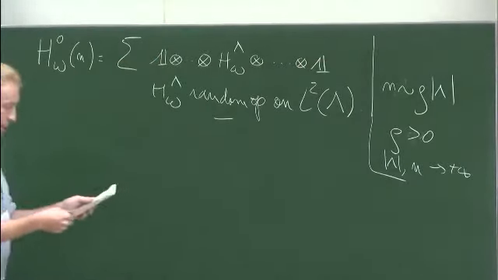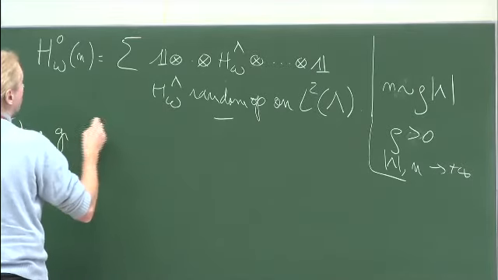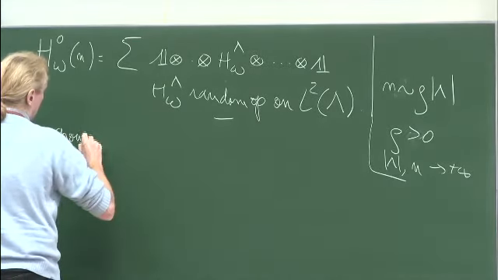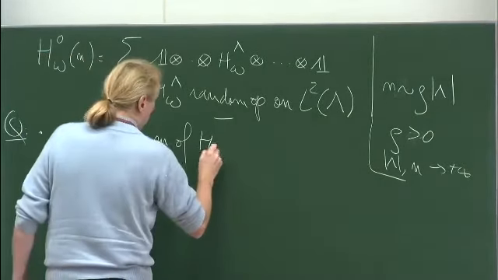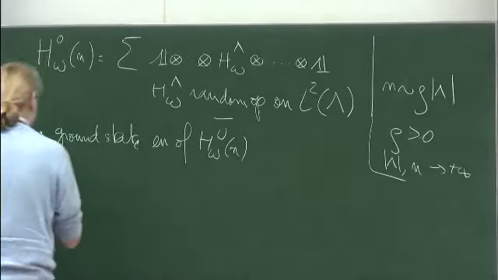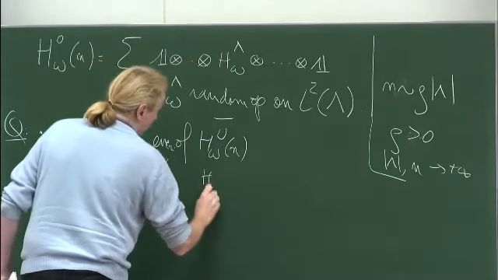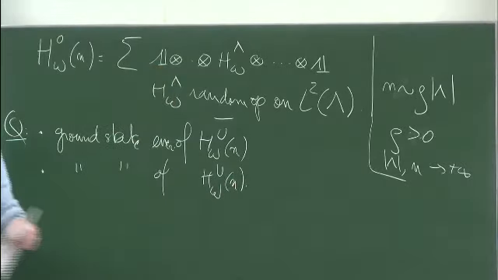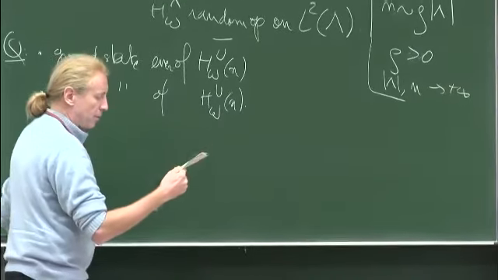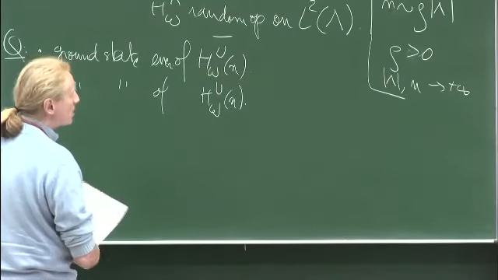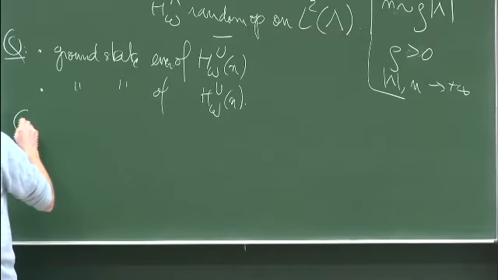And the question I'm interested in is, of course, what is the ground state energy? So this is the ground state energy of H_omega,U,N. And of course, also what is the ground state of the same operator? What can I say about the ground state of this operator? So first let me say something about the ground state energy. And actually the ground state energy, of course, I'll be considering the ground state energy per particle.